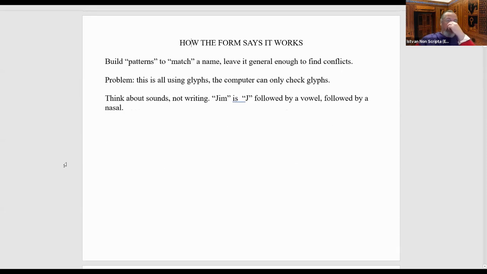So next we talk about how the form says it works. If you go to the name pattern search form, did I share screen one or did I share? Can you guys see the name pattern search form now or no? I shared the wrong thing. One moment. How about now?